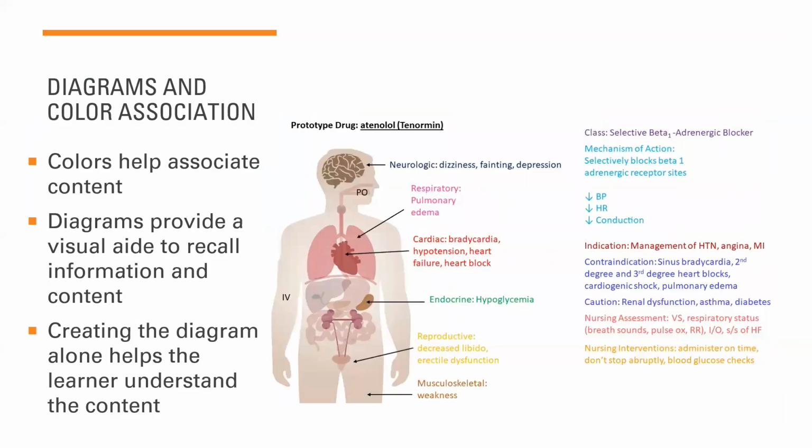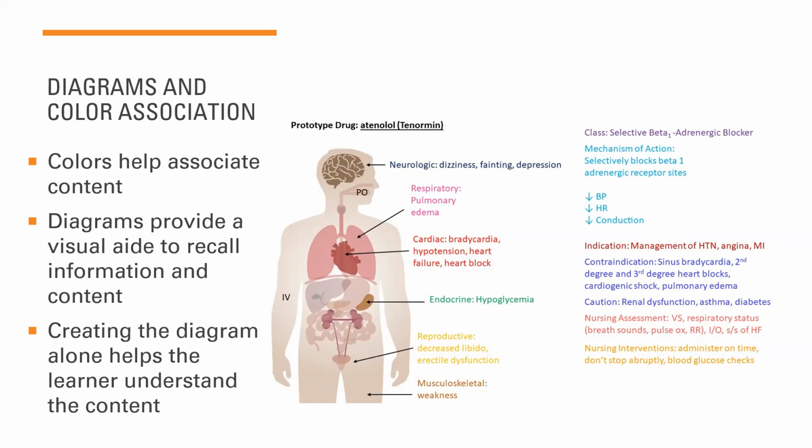Finally, the use of diagrams and color association. Many visual learners associate what they see with concepts so they can remember. Colors can help associate content. Diagrams provide a visual aid to recall information and content. And finally, creating the diagram alone helps the learner understand the content.